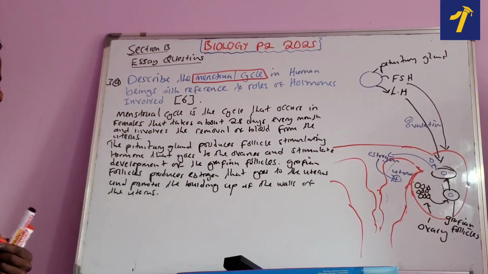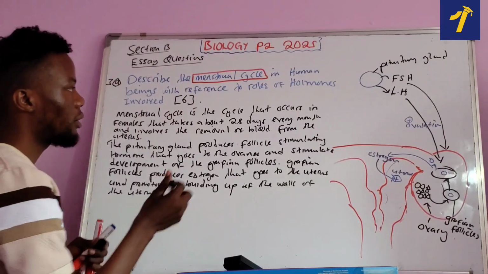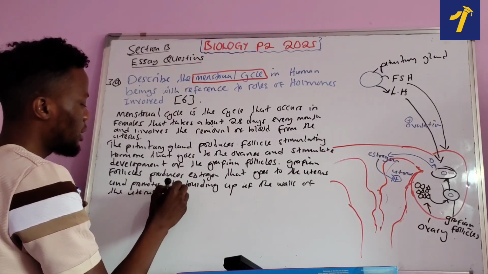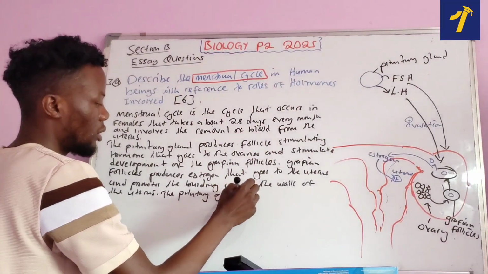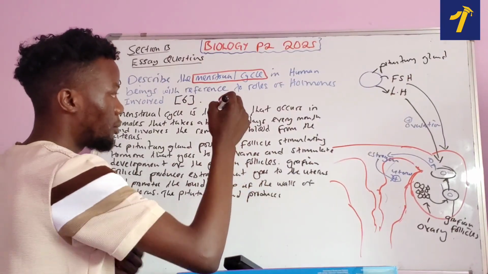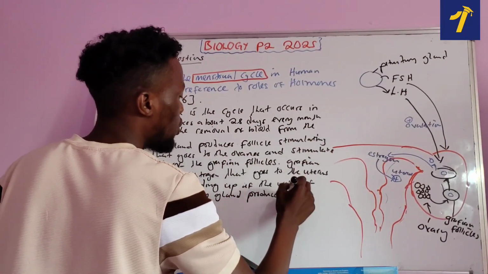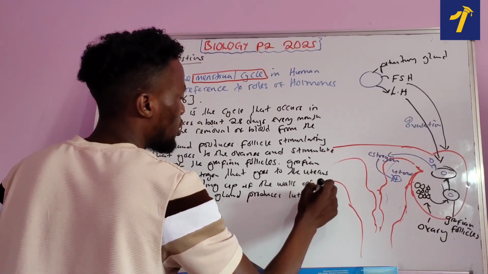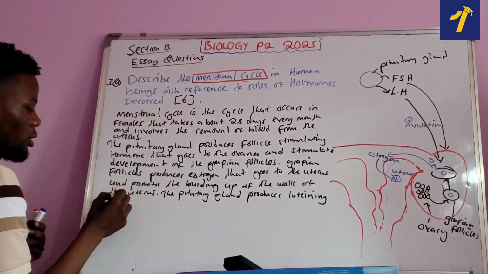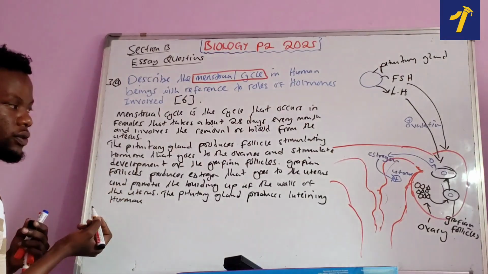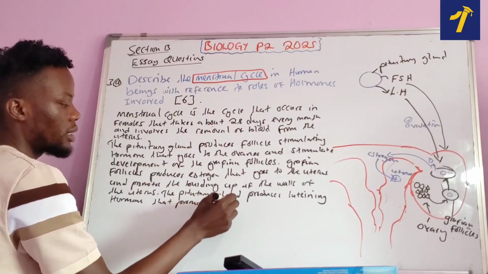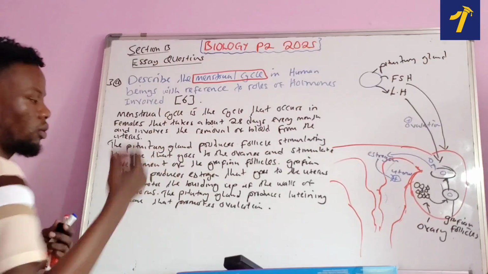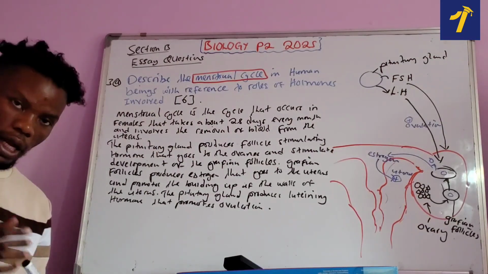So we can write that point. So we're going to say now the pituitary gland, what did we say? The pituitary gland produces luteinizing hormone that promotes ovulation. This is what we said. That's promote what? Ovulation. Okay? Again, it's step by step.